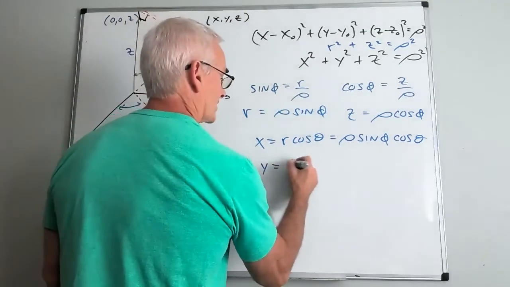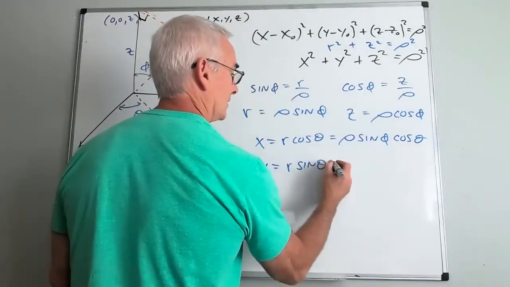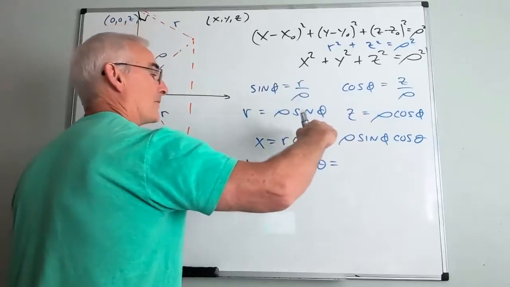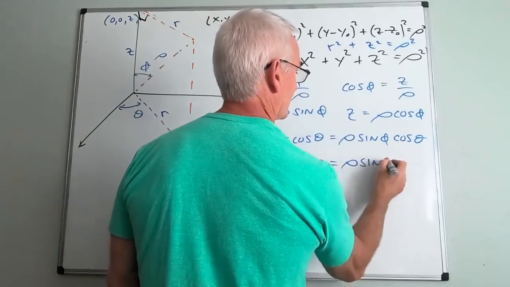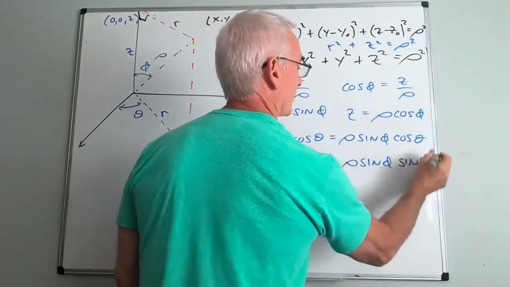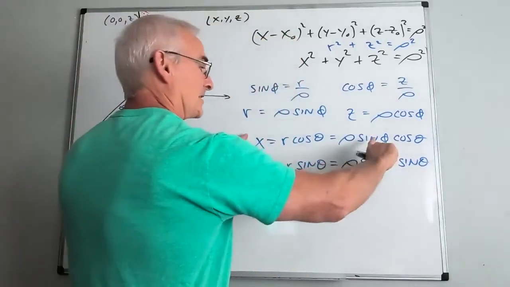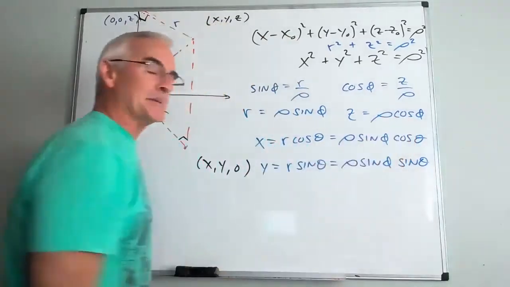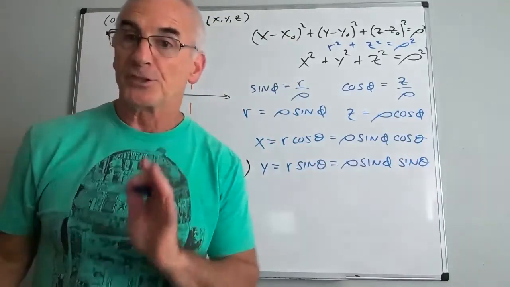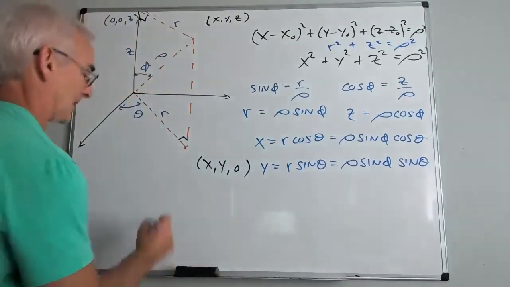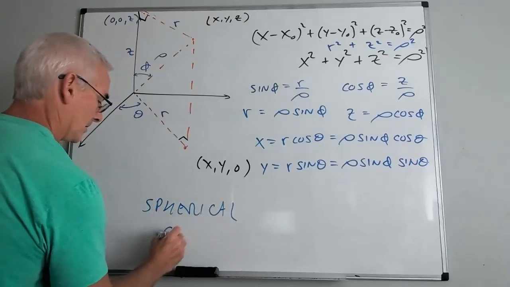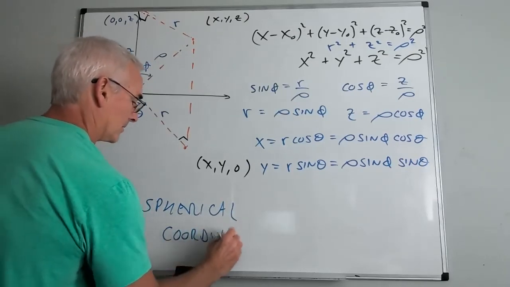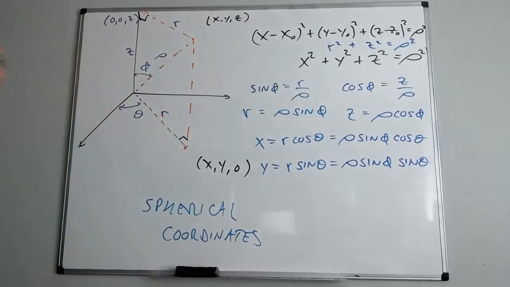We know that y is r sine theta. But if I use this, then this becomes rho sine phi sine theta. So this is x, this is y, this is z. These are called spherical coordinates. Okay, I'll write it down here. Spherical coordinates. Now, are there any restrictions?